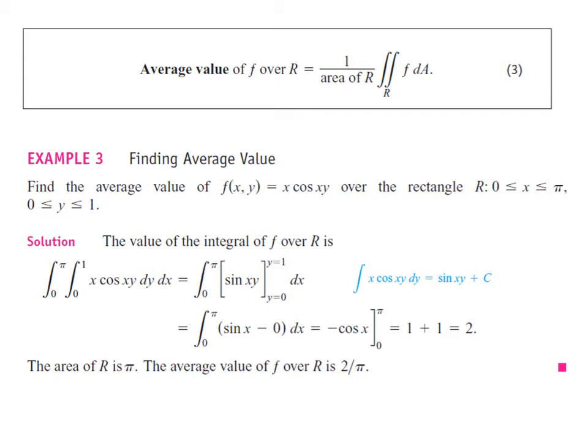Now let us find the area of the rectangle. Area of the rectangle is, so length is pi and width is 1. So therefore the area of the rectangle R is equal to pi. Therefore the average value of f over R is 1 by area of R, which is pi, times the integral over R of f into dA, which is equal to 2. So therefore 2 by pi is the solution.